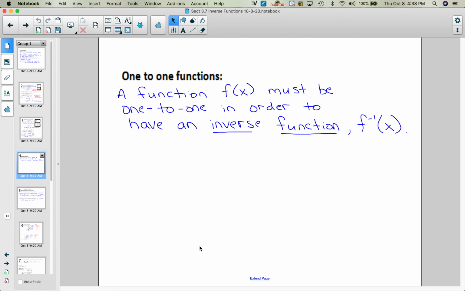So one-to-one functions: a function f of x must be one-to-one in order to have an inverse function, f inverse of x. Remember, one-to-one means it passes the vertical line test, which means the x's don't repeat, and it passes the horizontal line test, which means the y's don't repeat. Now, if it's not a one-to-one function, it can have an inverse relation, but it can't have an inverse function. So in order for the inverse to be a function, the original function has to be one-to-one.